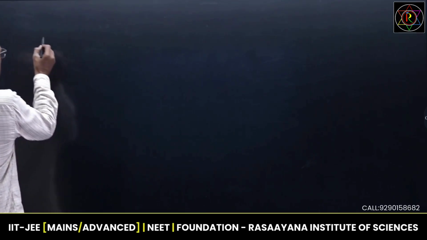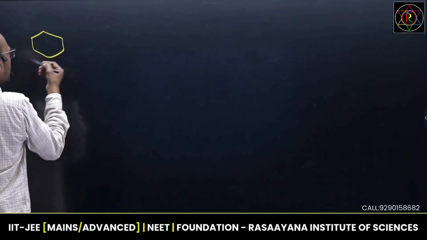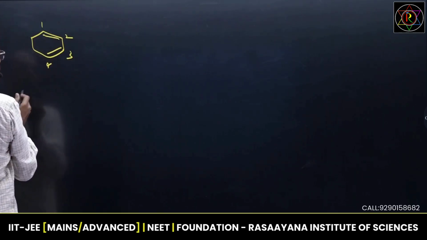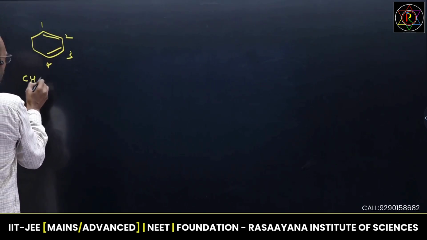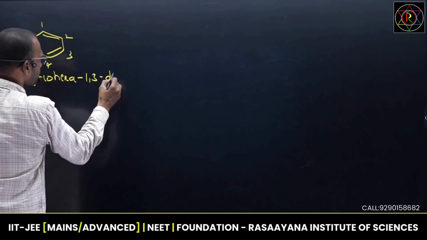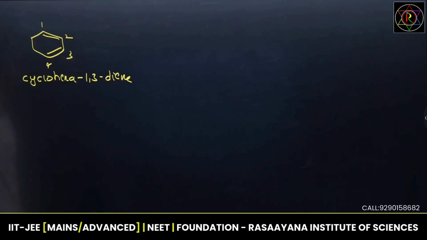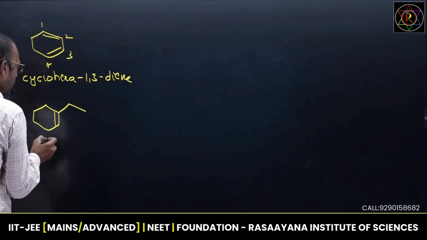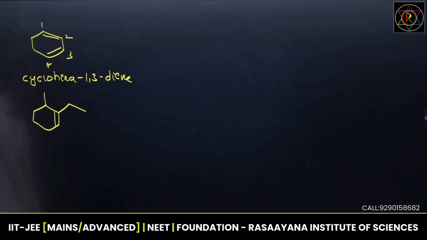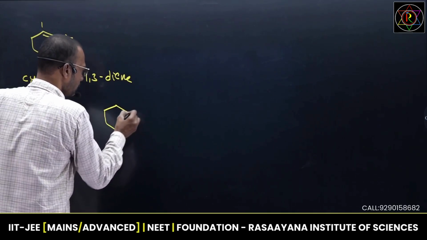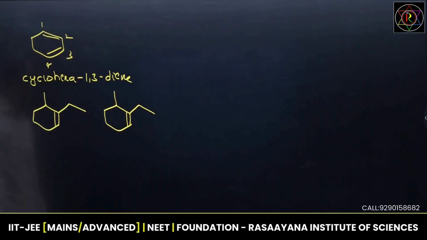Suppose multiple double bonds are present, we need to follow it like this. These are multiple double bonds, 1, 2, 3, 4. So cyclohexa-1,3-diene. Now if any substitution is present like this, this is ethyl and this is methyl. This is the most important one for your examinations. Based on the example I just explained, we need to give the numbering. If you understand clearly, you will give the answer.